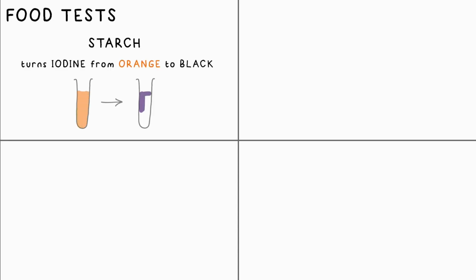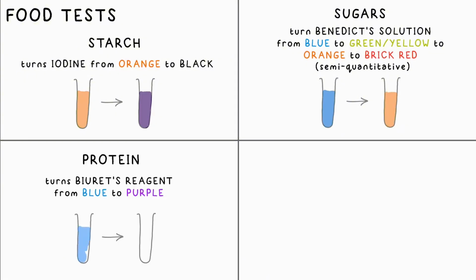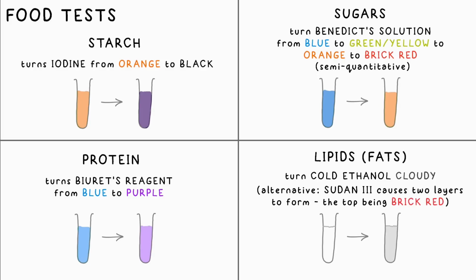Iodine turns from orange to black in the presence of starch, like we just saw. Benedict's solution turns from blue to orange in the presence of sugars. Biuret reagent turns from blue to purple with proteins. Cold ethanol will go cloudy with lipids, that is fats.